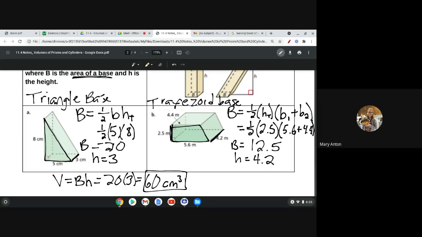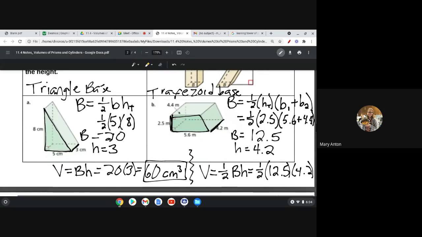All right, and now the volume is 1/2 times the area of the base times the height, which is 1/2 times 12.5 times 4.2, which ends up being, I'm out of room, but it ends up being 52.5. Or does it? No, it doesn't. Where did that 1/2 come from? It's just base times height.